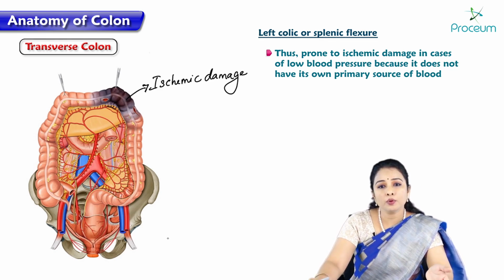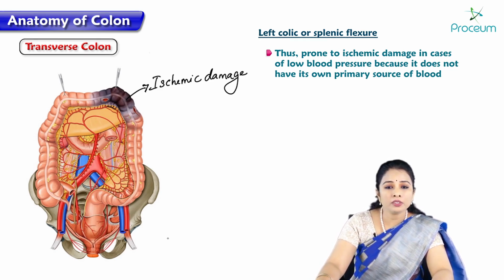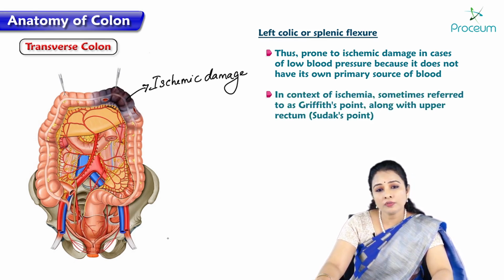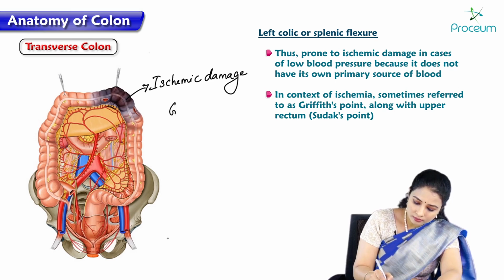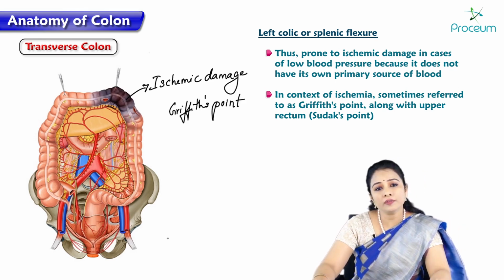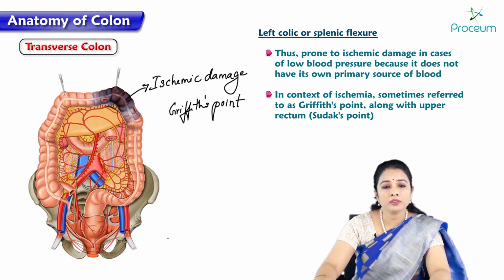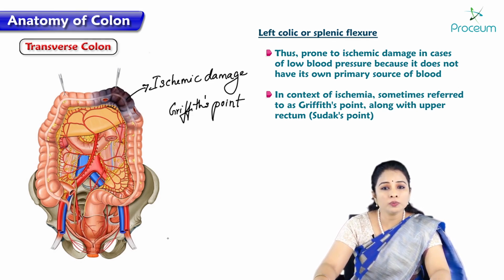Thus making it prone for ischemic damage in case of low blood pressure, because it does not have its own primary source of blood. In the context of ischemia, the splenic flexure is sometimes referred to as Griffith point. It is called as Griffith point. So this Griffith's point, which is along the upper rectum, is called Sudeck's point.